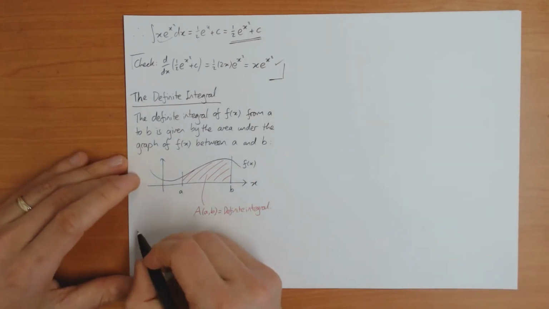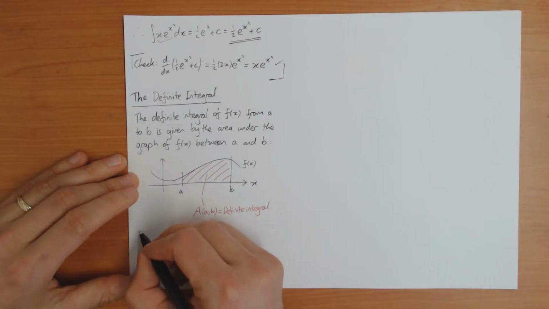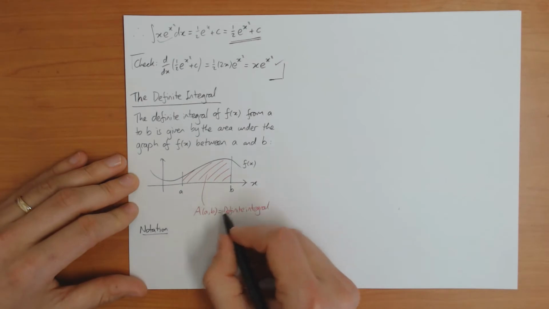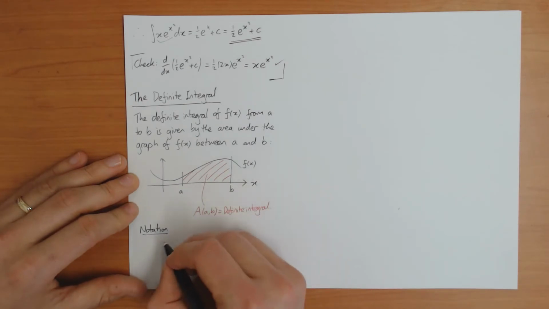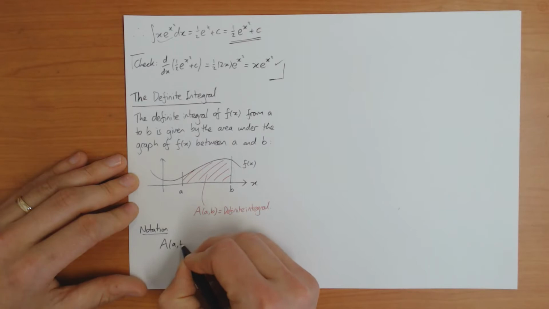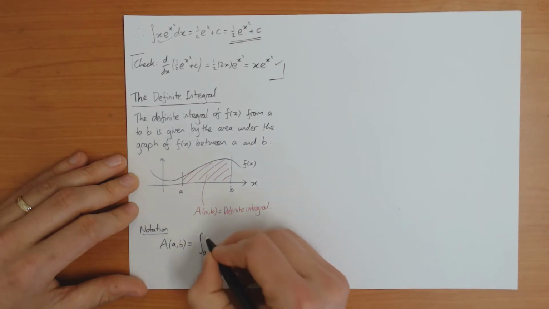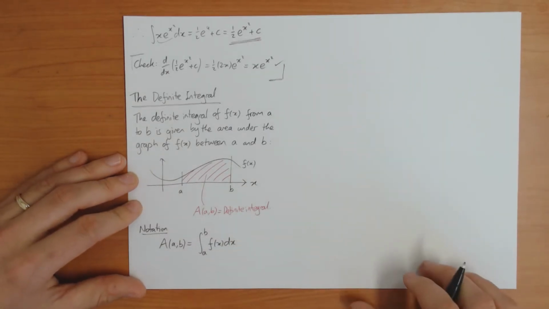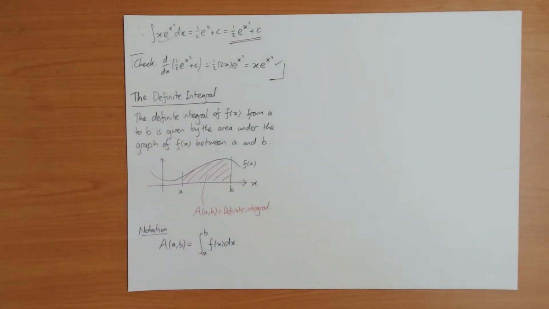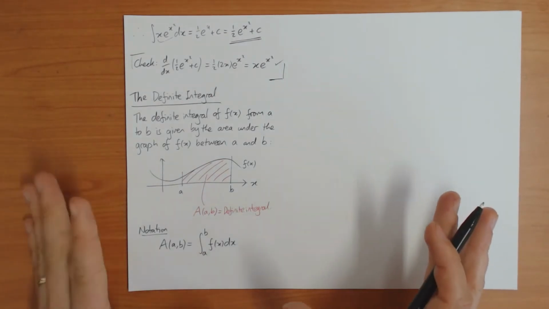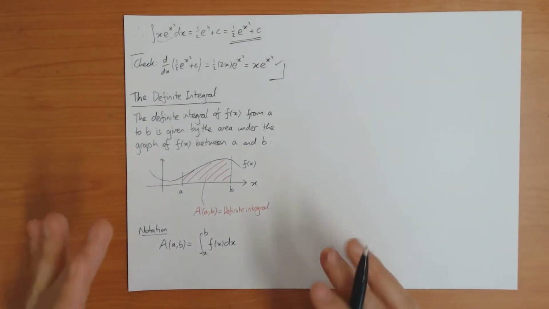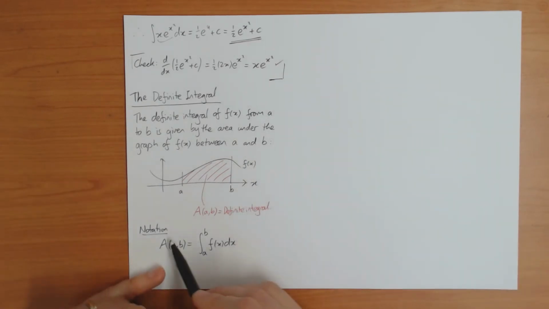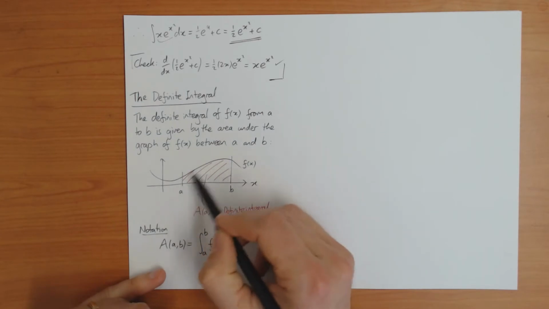So again, there's some notation. I'll do the notation first in this case. You've probably seen this already. You write this definite integral, this area function, a of a and b, as integral a b f of x dx. The notation is very similar to what we saw for the indefinite integral, but remember these represent different things. The indefinite integral is the function you need to differentiate to get back f of x, whereas the definite integral is defined as the area under the curve here.